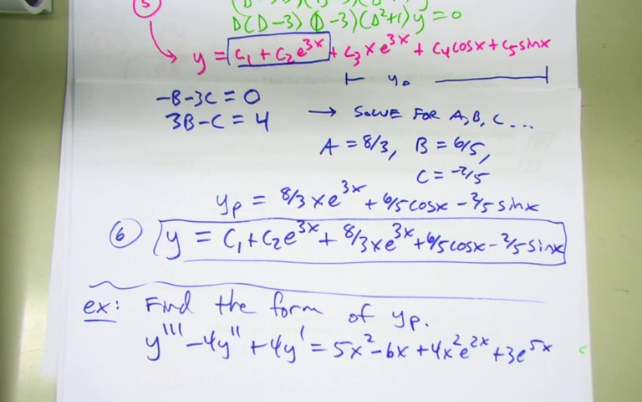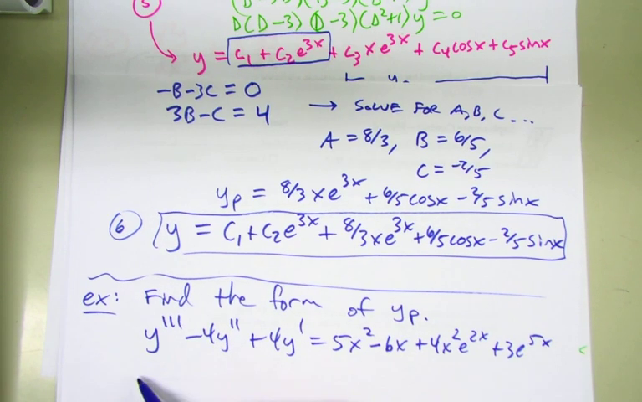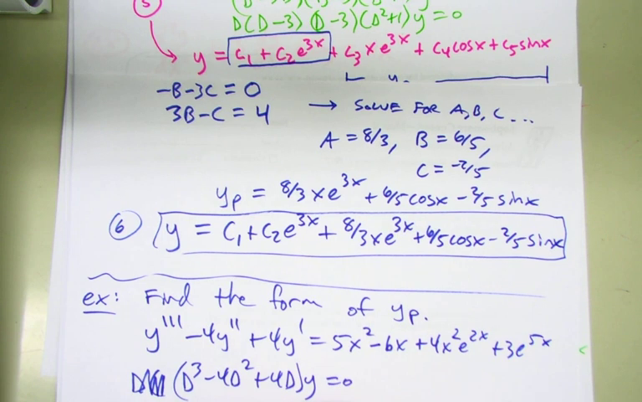Okay? So here's what we're going to do. Let's write this in differential form. So that'll be d cubed minus 4d squared plus 4d times y. And so from here we'll get d, that factors to d minus 2 squared then.